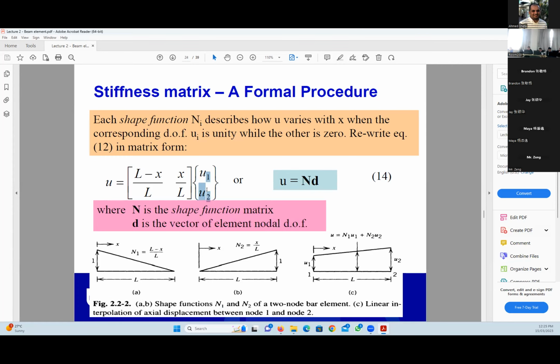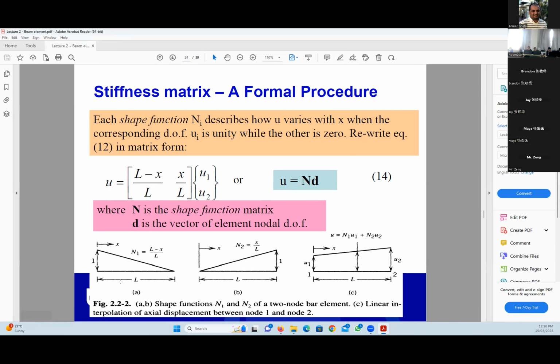Okay, so how many degrees of freedom do we have? 2, u1 and u2, and the shape functions are L minus x divided by L and x by L. As you can notice, the shape function N is a row vector, because u should be a scalar value, so it is only one value, so it should be a row vector times a column vector. A row vector times a column vector will give us only one value. Okay, and this is the shape of the shape function represented here by N1 and N2.